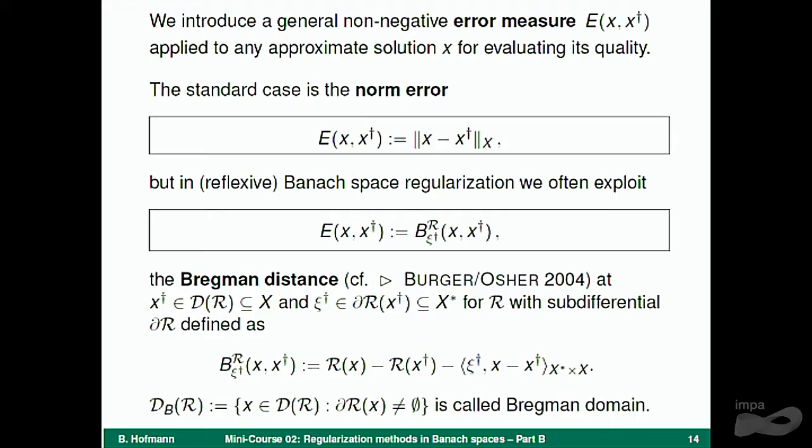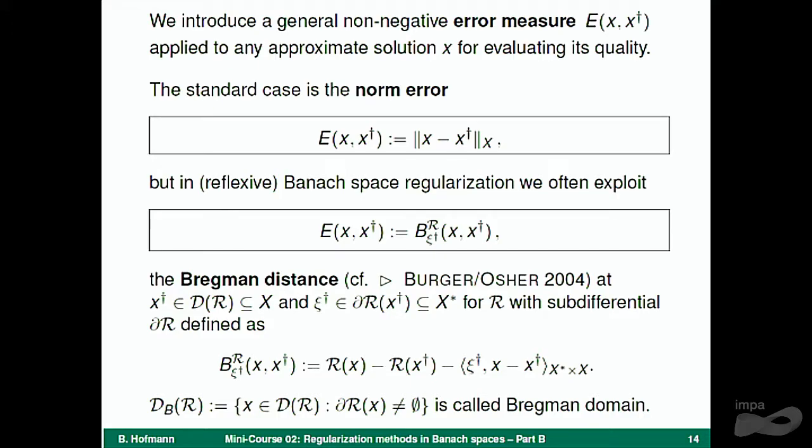This Bregman distance is a very nice form of an error measure, and it is characterized as I have written it here. It works, of course, only for convex penalty functionals. It is the difference of R of x and R of x dagger, minus this duality product. You see this element must be defined. It is nothing but an element from the subdifferential, the subgradient, which exists, and if X is a Banach space, the subgradient comes from the dual of X. So you have this dual element and this original element, and so this duality pairing works, and you can define the Bregman distance in that way.